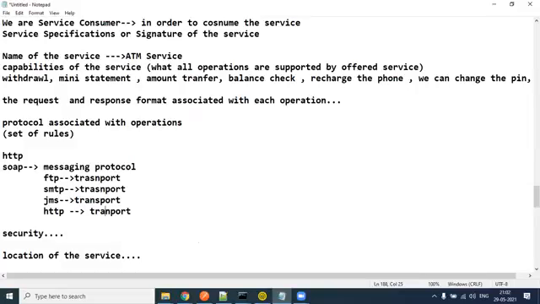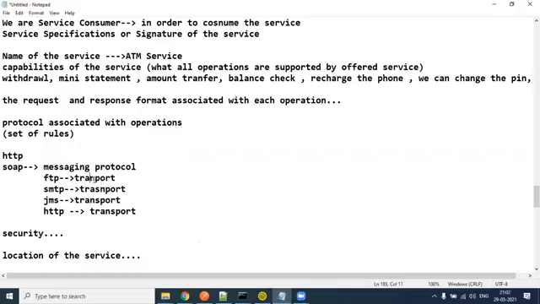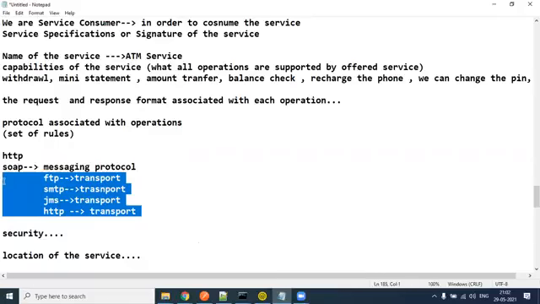Most of the SOAP services which we use, especially in the integration world, are nothing but SOAP over HTTP. So what I'm trying to say is SOAP is a messaging protocol, but it internally will use any of these transport protocols. SOAP has its own standards. If you are following those standards, and internally you were using any of these transports, then yes, you were using a SOAP service.